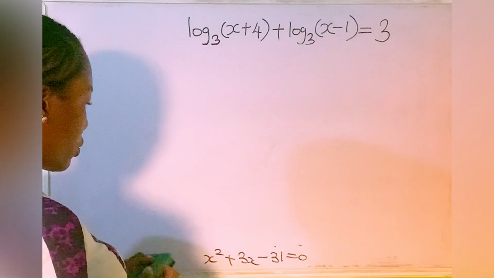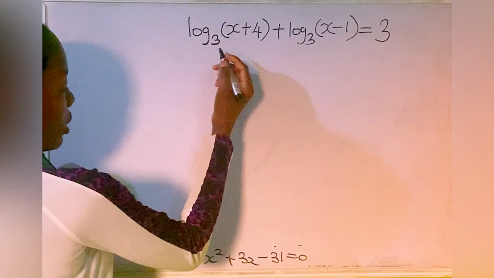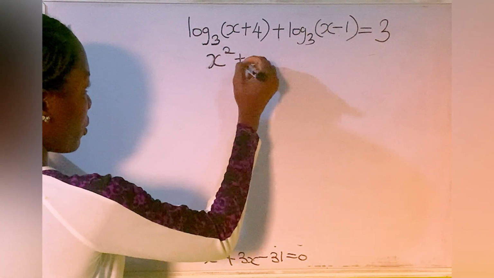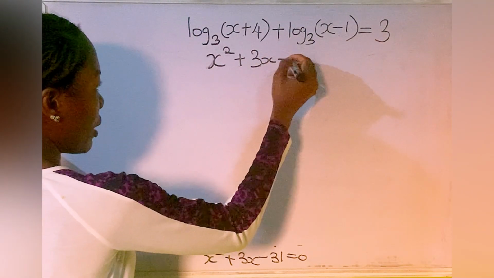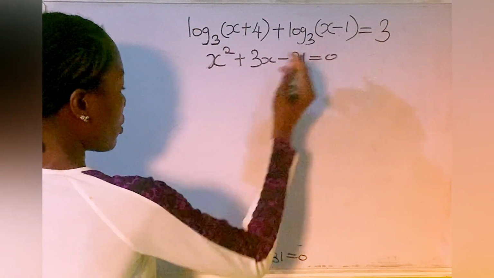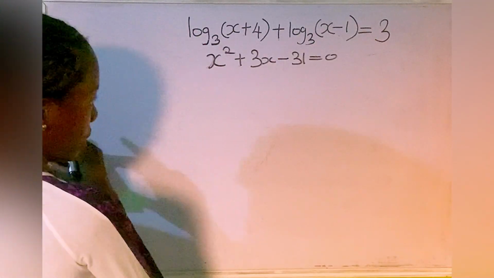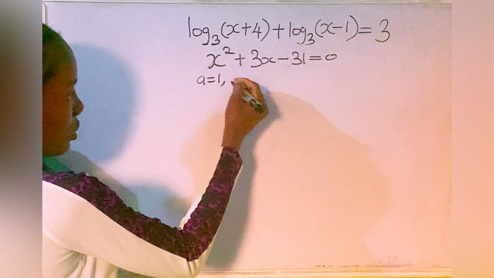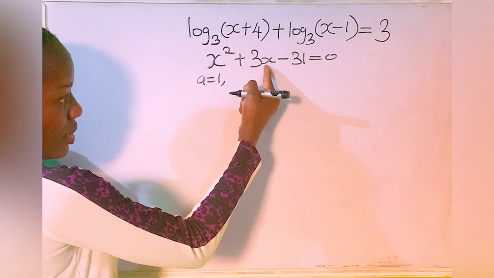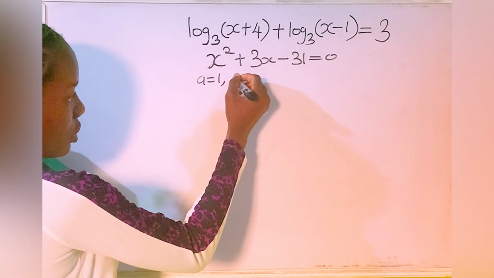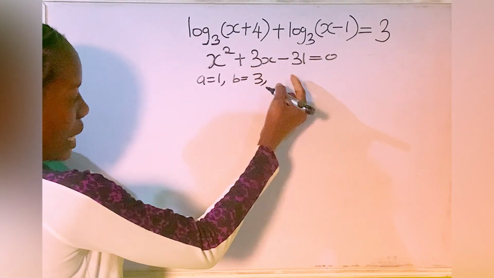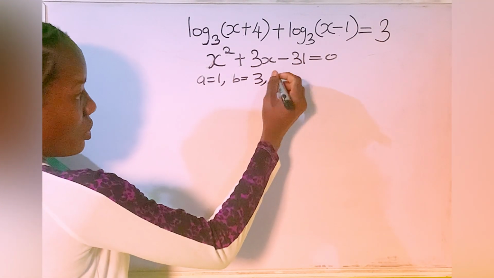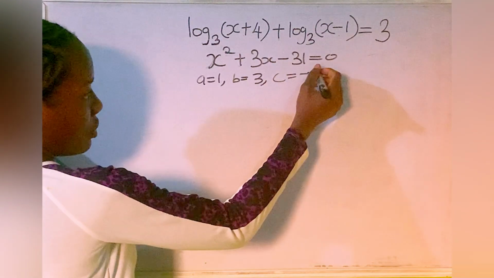Now this is our equation. We bring it up, becomes x squared plus 3x minus 31 is equal to 0. So let's solve this using the almighty formula. What's the coefficient of x squared here? It is 1. The coefficient of x here is what? 3. That's plus 3. So b is 3. And the coefficient of x here, we don't have anything, this is a constant. So c is equal to minus 31.